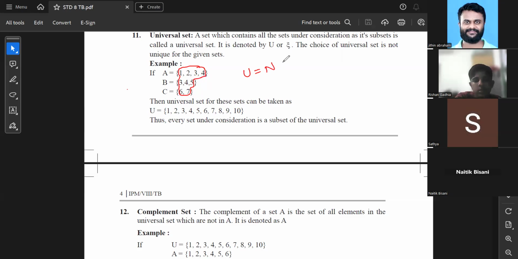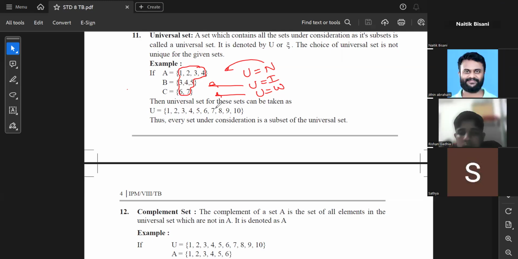Natural numbers. Exactly. So this natural numbers set also becomes a universal set for this. Integer set also becomes a universal set for this. Whole numbers set also becomes a universal set for this. So there is no particular rule that there is only one universal set. There can be rational numbers also. Whichever set you think can fit these numbers, all those can become a universal set.